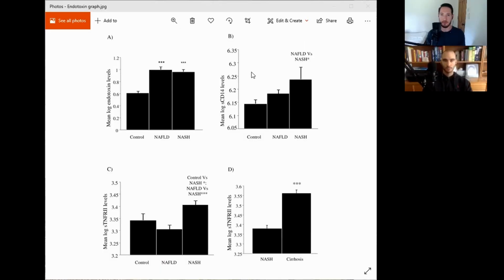And then I'll pull up the graph now, and when we do it, maybe we can also clarify the difference between fatty liver, which is NAFLD, NASH, and cirrhosis. Okay. So what you can see on the top left is the actual endotoxin scale. They're looking at control versus non-alcoholic fatty liver disease versus non-alcoholic steatohepatitis. That's NASH. Yeah, that's NASH.